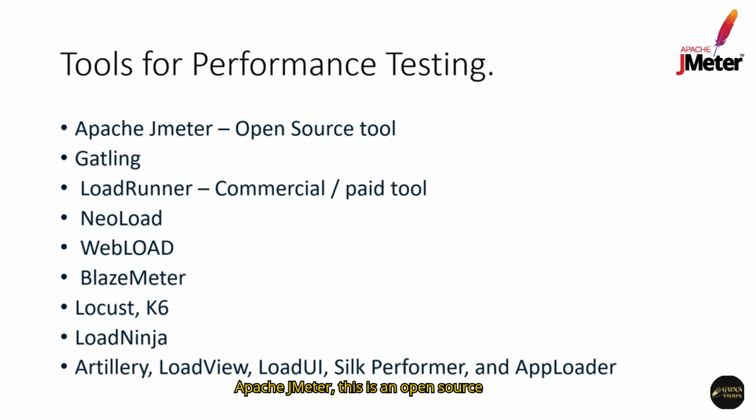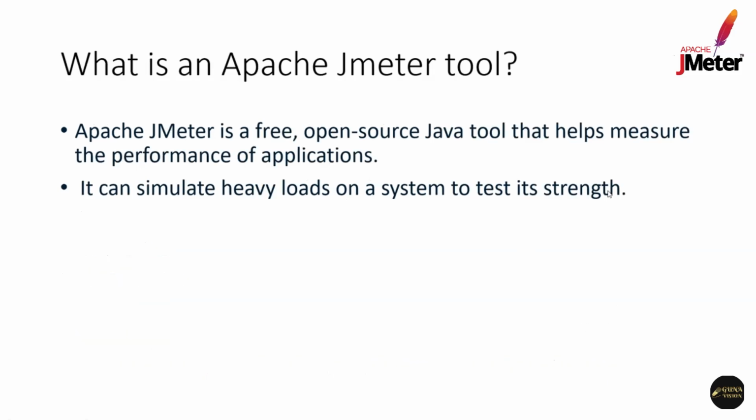Apache JMeter is an open source tool that is free to use. There's no need to make any payment to use this software, but LoadRunner is commercial, or we can say it's a paid tool. We need to buy a license to use this software. So this is one of the reasons why Apache JMeter is mostly used.